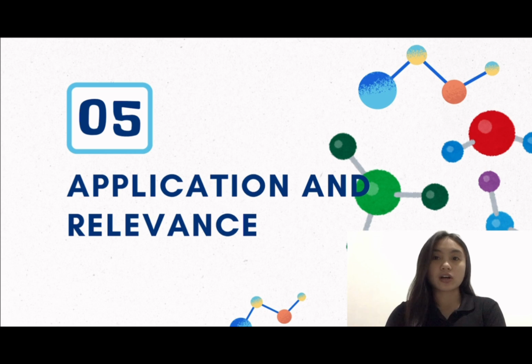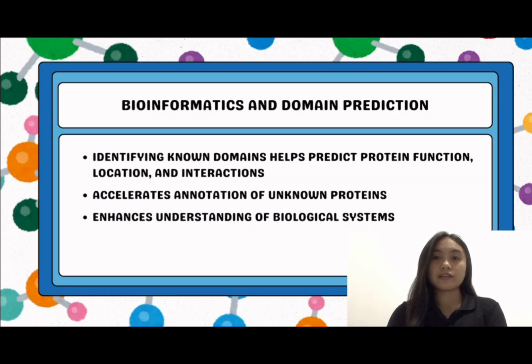Protein domains are not just structural features, so they also have real-world applications. So in bioinformatics, identifying known domains in a new protein helps us predict its function, location, and interactions even without doing lab experiments. So this speeds up protein annotation and advances our understanding of how cells work.